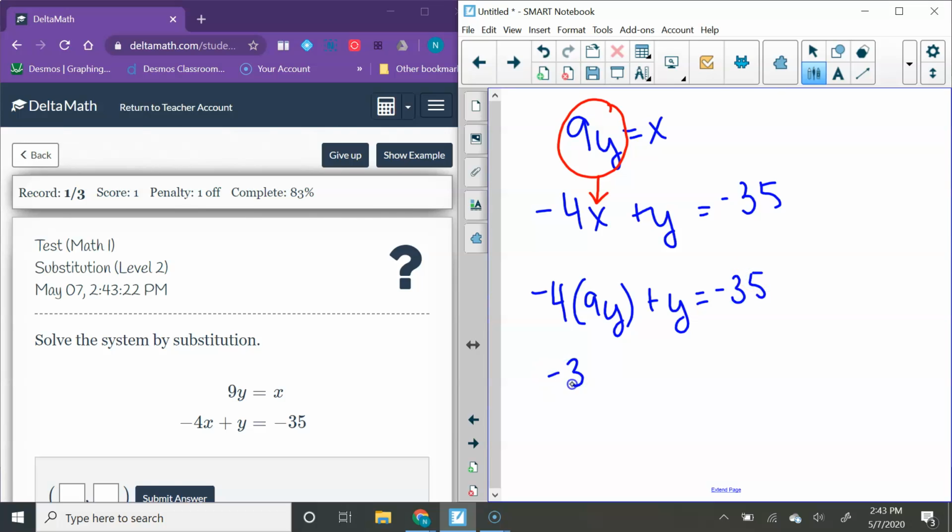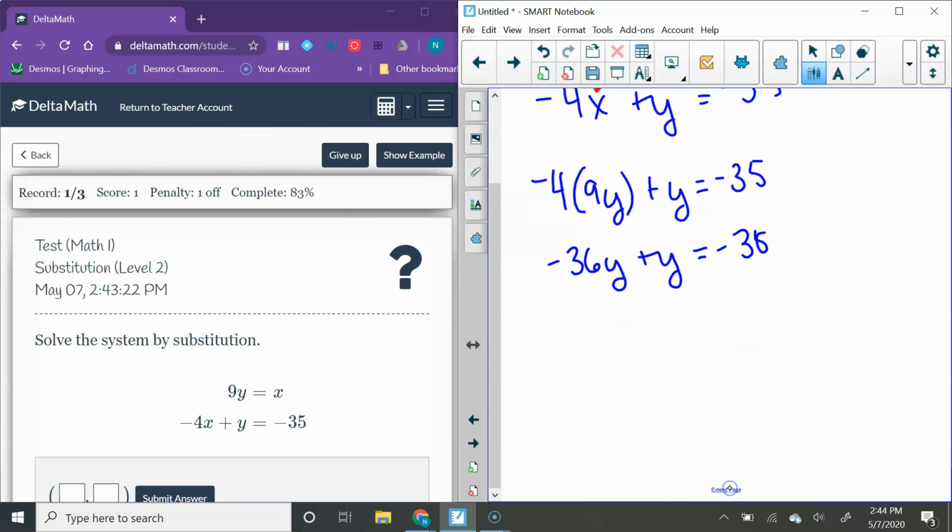And so I get negative 36y plus y equals negative 35. Negative 36 plus 1 is going to be negative 35. Y equals negative 35. And we're going to divide both sides by negative 35. And so y equals positive 1.